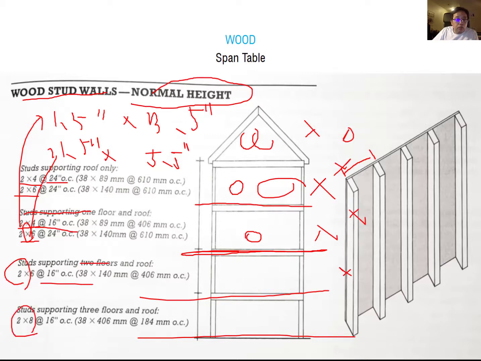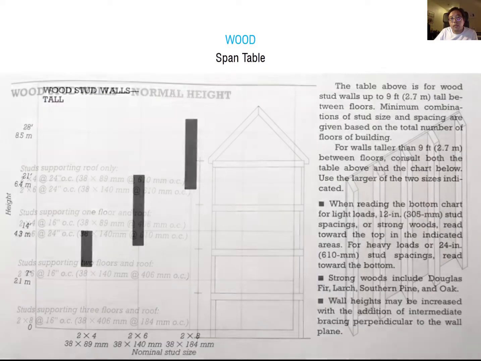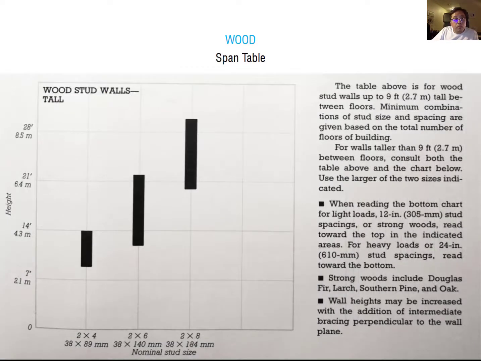You have to be using the 16-inch distance between the studs. 2x8 is bigger than 2x6. It means it is stronger than the 2x6 product. Okay. So now we talk about how much height you can reach depending on your timber size.